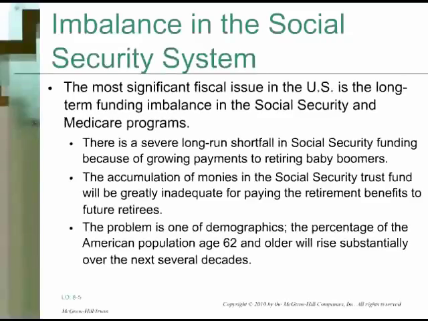The most significant fiscal issue in the U.S. is the long-term funding imbalance in the Social Security and Medicare programs. There is a severe long-run shortfall in Social Security funding because of growing payments to retiring baby boomers. The accumulation of monies in the Social Security Trust Fund will be greatly inadequate for paying the retirement benefits to future retirees. The problem is one of demographics. The percentage of the American population age 62 and older will rise substantially over the next several decades.